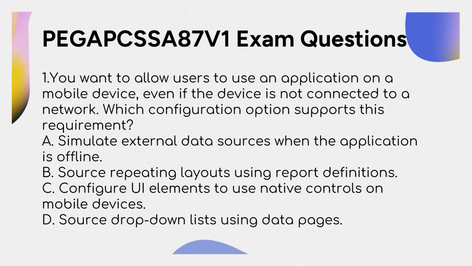1. You want to allow users to use an application on a mobile device, even if the device is not connected to a network. Which configuration option supports this requirement? A. Simulate external data sources when the application is offline. B. Source repeating layouts using report definitions. C. Configure UI elements to use native controls on mobile devices. D. Source drop-down lists using data pages.